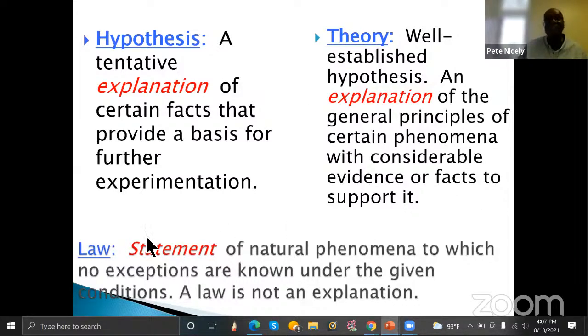And this is something that even scientists who are practicing their craft tend to confuse: the fact that the law is not the explanation with the theory, all right? So please know that the law is basically a statement. The theory is an explanation backed by the data to support it.